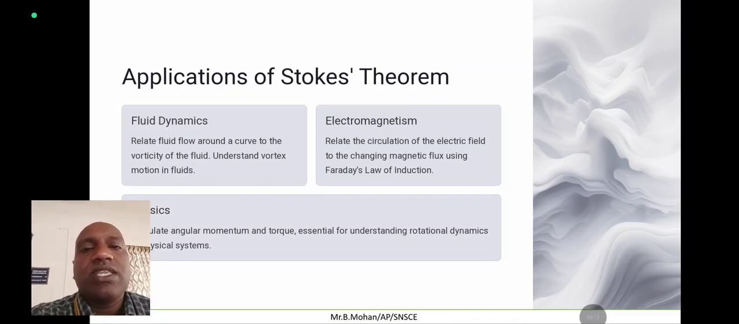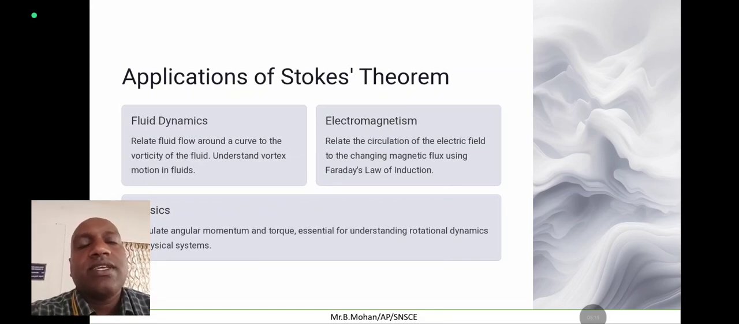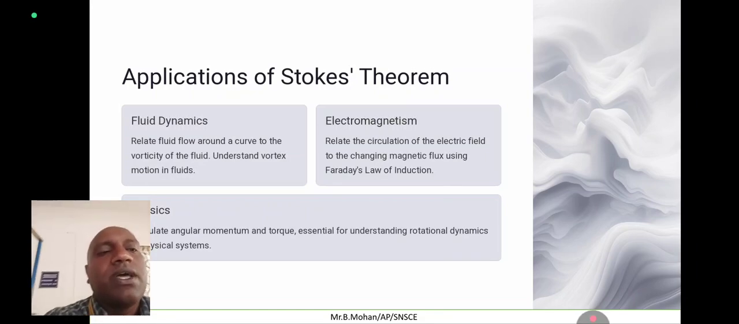Next class we will see the various things in the Stokes theorem, Gauss divergence theorem and Green's theorem.